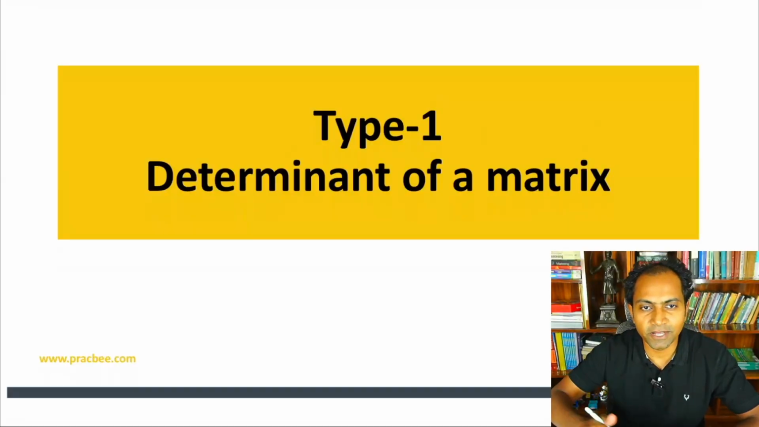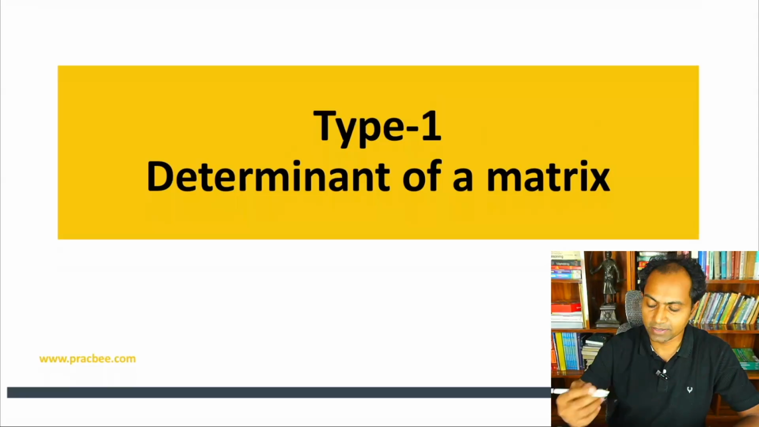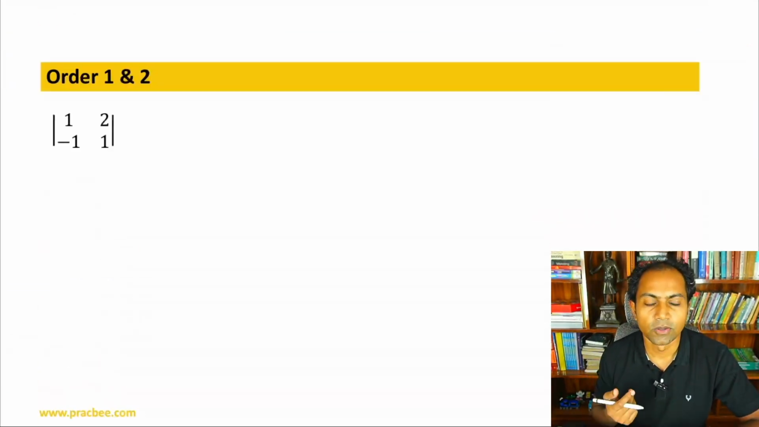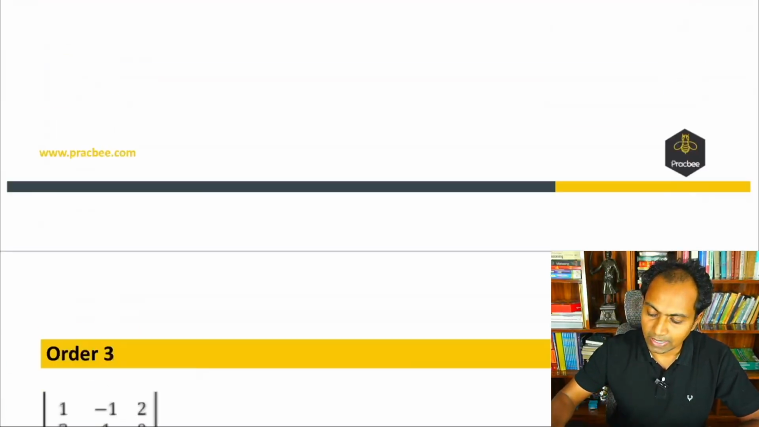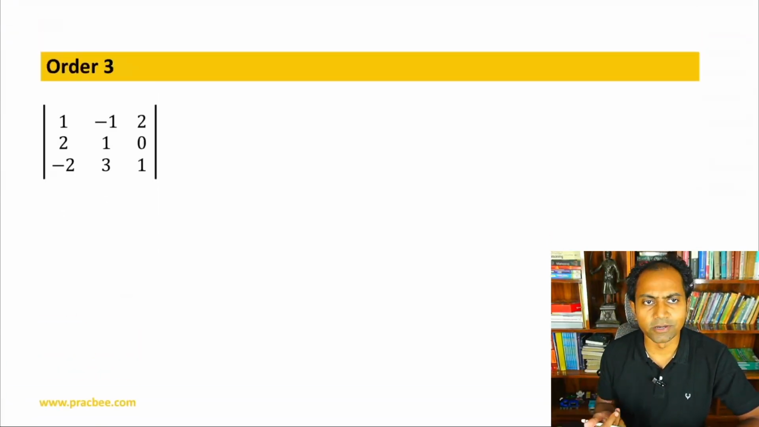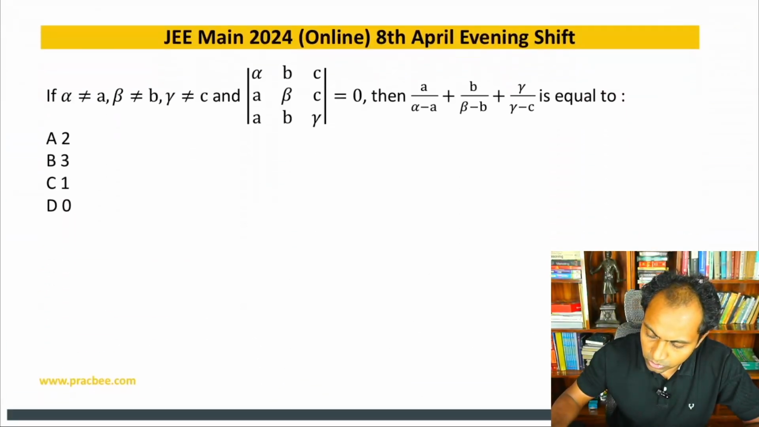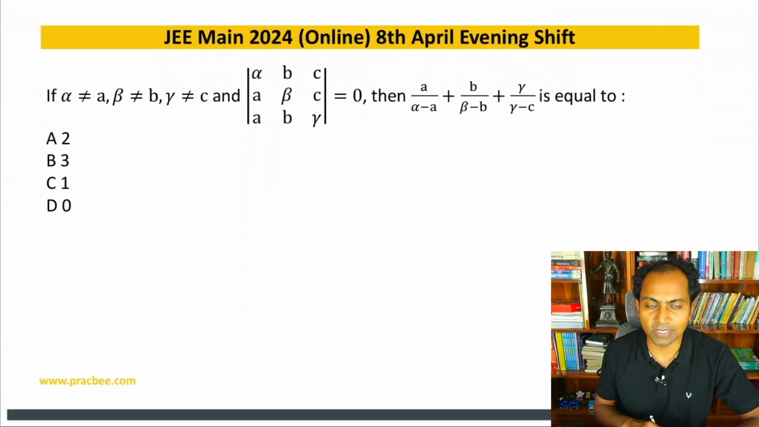Let us start with type 1 problem, that is determinant of a matrix. For solving this kind of problem, you should first know how to open this order 2 determinant, and you should also know how to open this order 3 determinant. I think this is very basic and you might be aware of this. So let us look into a question that was asked in 2024 based on this idea.